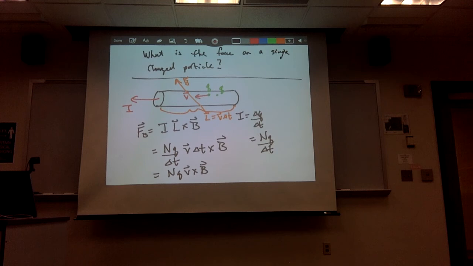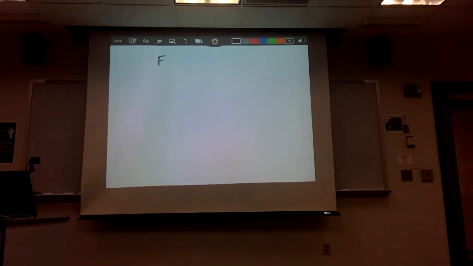So from this, what we learn is that the force on a single charged particle moving in an external magnetic field is equal to the charge of that charged particle times its velocity crossed by the external magnetic field. So this is then the force on a single charged particle.